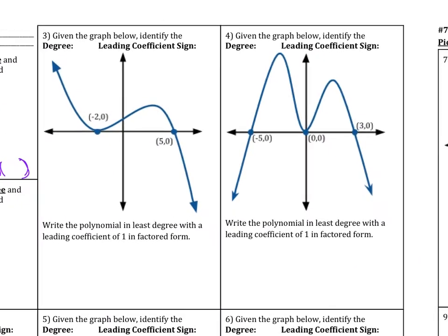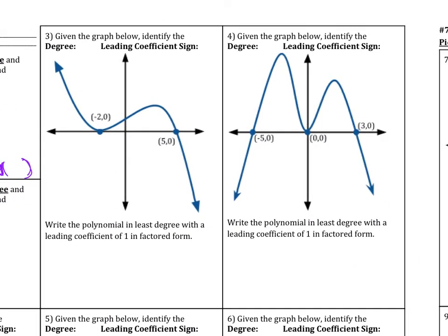Let's look at an example where it bounces. Okay, so here are 2 examples where it bounces. So the degree in the third one, that is odd, because it goes in opposite directions. It's up on the left, down on the right. Now again, this is a negative leading coefficient sign. And so I know, let me write it right away, that when I'm writing my function, I have to put a negative sign in front.